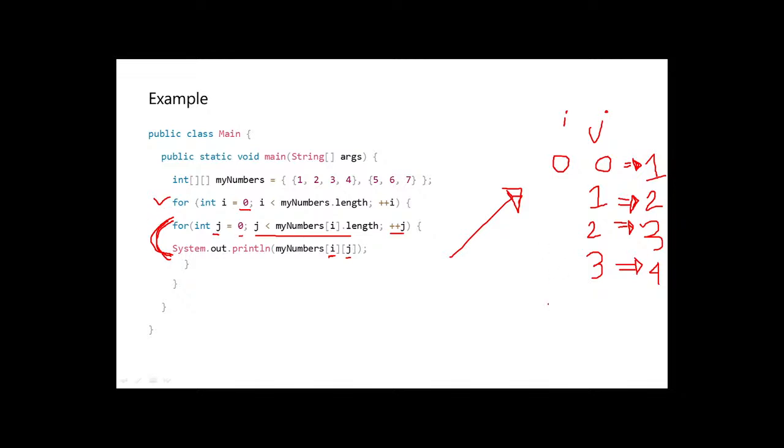Next is I. So I will become 1. And then J starts at 0 again. So what is 1, 0? 5. Next, J is 1. So this is 6. Then J is 2. So this is 7. So J ends, because the length, this pertains to the length.